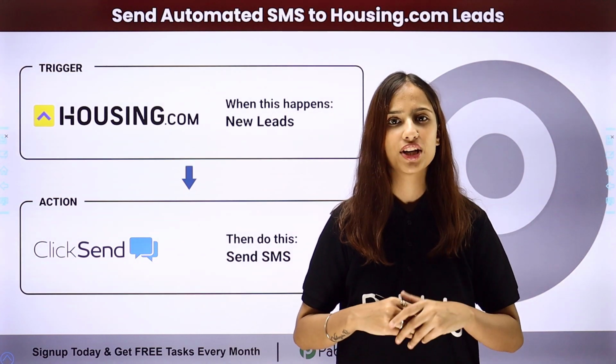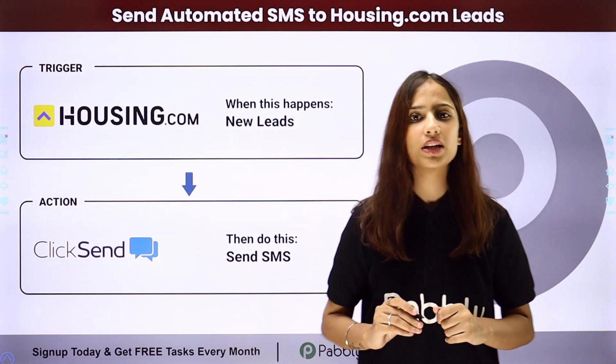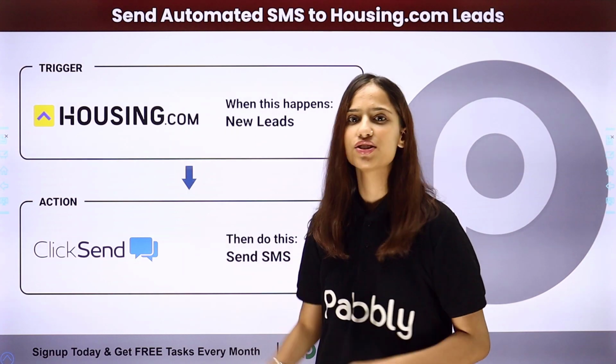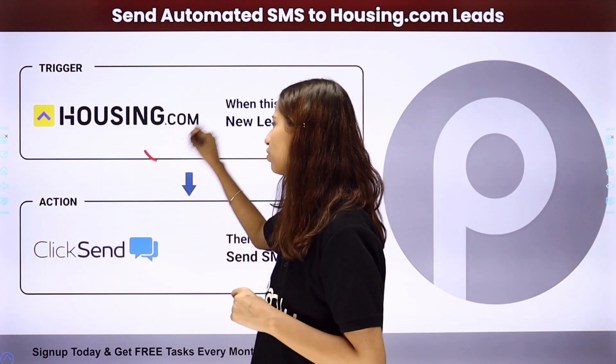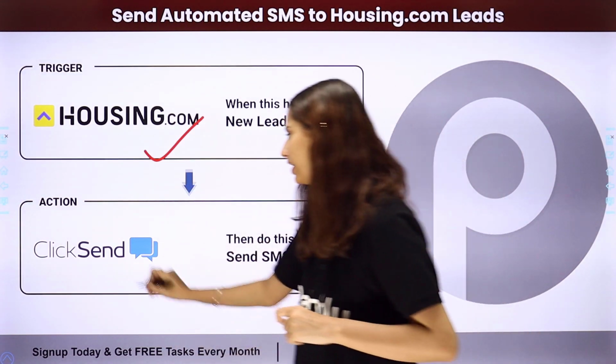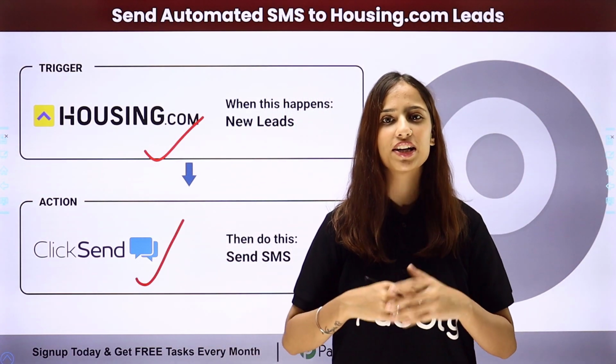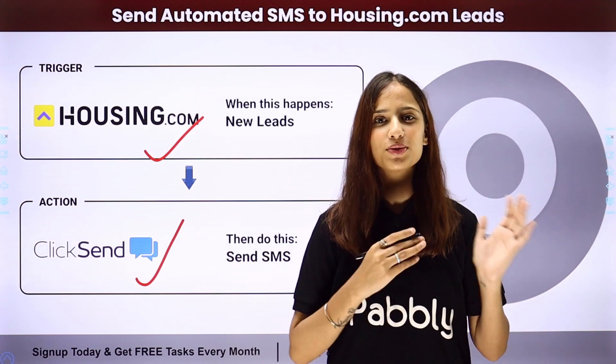It is a business communication software. So now I need to build an integration between these two applications, for which I will be using Pabbly Connect, where my trigger application will be housing.com and my action application will be ClickSend. So to learn how I set up the integration between these two, follow me through the screen.